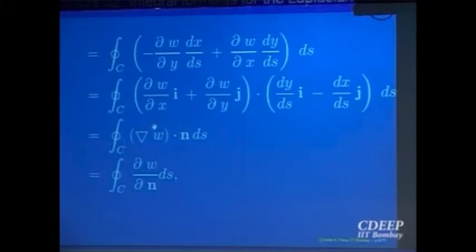Functions of several variables. Gradient of phi dot a vector u, that is the directional derivative of that scalar field along the direction of that vector u. So we write this as del W by del n. This denotes the directional derivative of W in the direction of the outward unit normal.